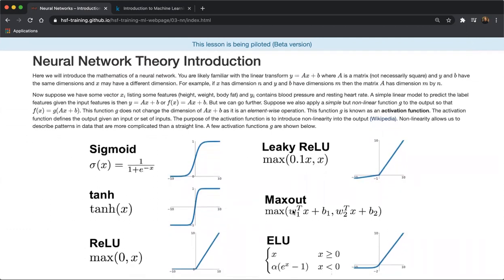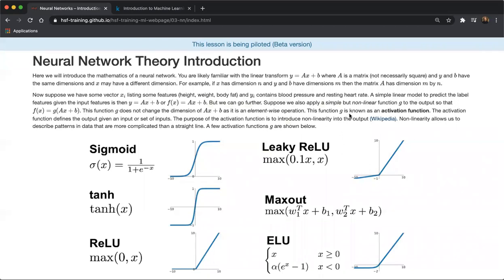A bit of theory about neural networks. You may be familiar with the linear transform y equals Ax plus b, where A is a matrix. Another way to write this is f of x equals Ax plus b. But suppose we want to apply a simple but nonlinear function g to the output so that f of x equals g of Ax plus b.